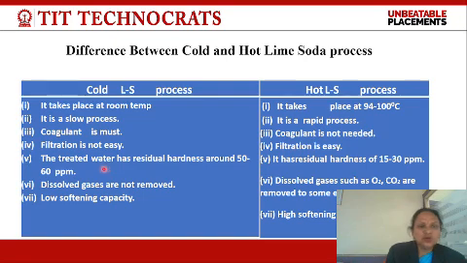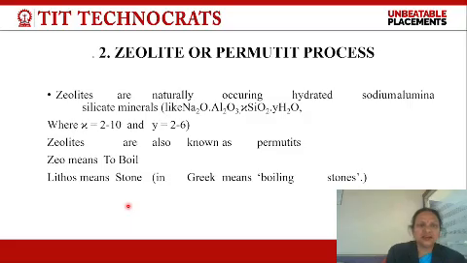Filtration is not easy in the cold process, and in the hot process filtration is easy because insoluble particles are formed properly. In cold conditions, residual hardness of water is about 50 to 60 ppm, and in hot conditions it is 15 to 30 ppm. In the cold process, dissolved gases are not removed, but in hot conditions, when we heat the water, dissolved gases like oxygen and carbon dioxide are removed to some extent. The cold lime soda process has low softening capacity, but the hot lime soda process has high softening capacity. So that was the lime soda process.